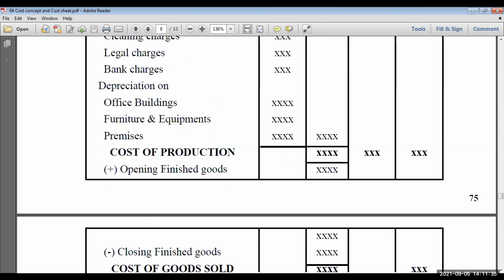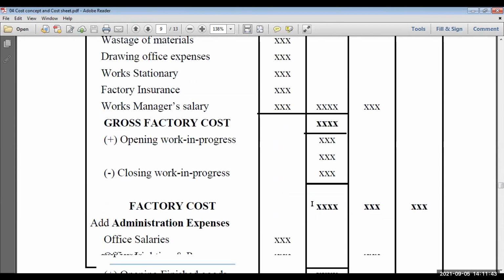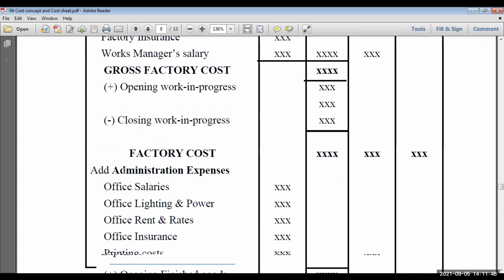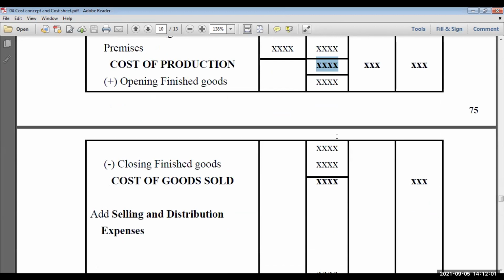If we add this, we will get the amount that is called cost of production. Please understand, factory cost plus the total of administrative expenses is called cost of production. Along with cost of production, we have to add opening stock of finished goods, and we have to minus the closing stock of finished goods. If you do so, we'll be getting the cost of goods sold. How much cost was incurred to make these goods ready for selling.